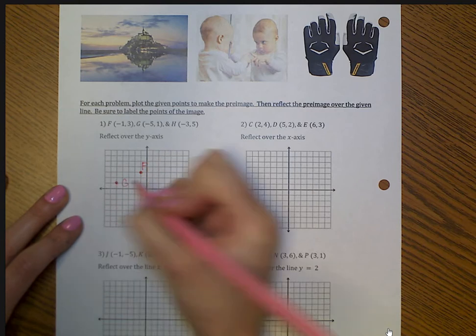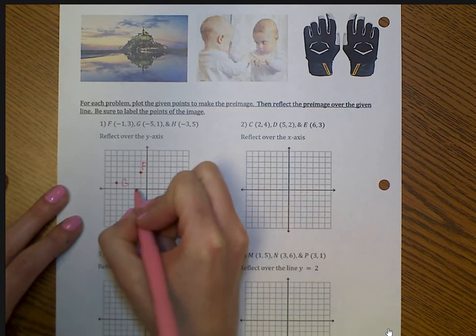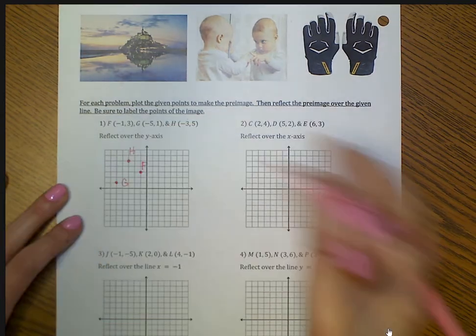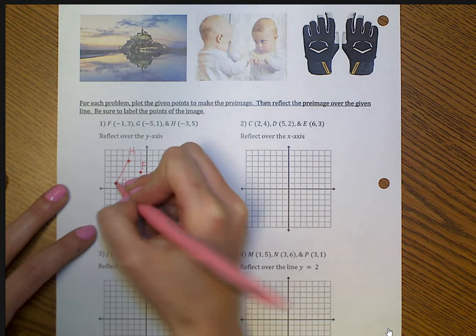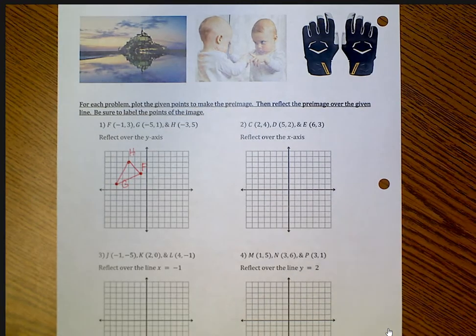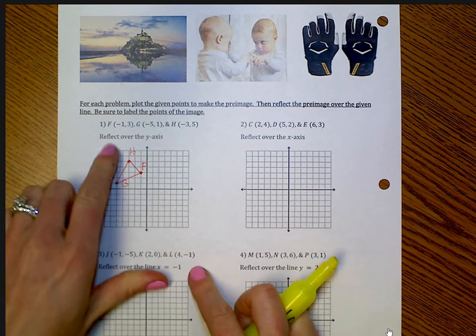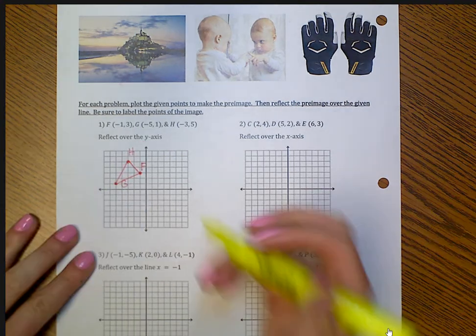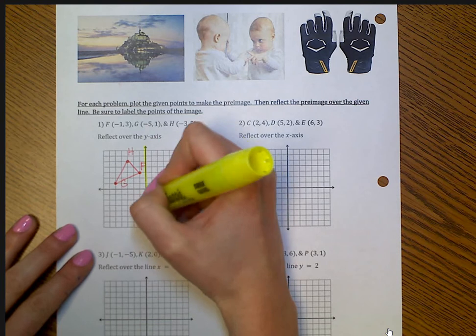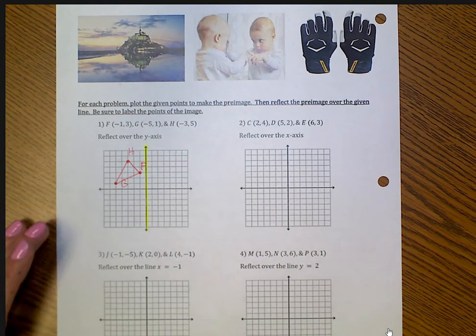And then H is -3, 5. Okay, and I'm going to connect them to make a triangle. There's the pre-image. Now I need to draw the image, and they want me to reflect this triangle over the y-axis. So I'm going to highlight the line that I'm reflecting it over, which is the y-axis, and I'm going to use a different color for my reflection points.